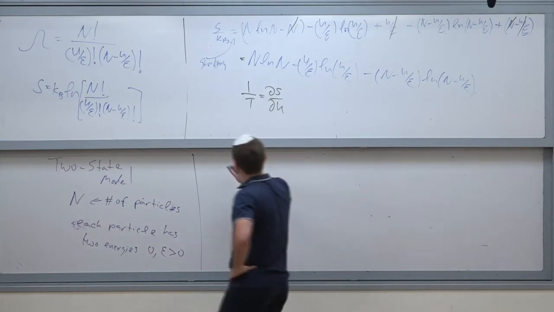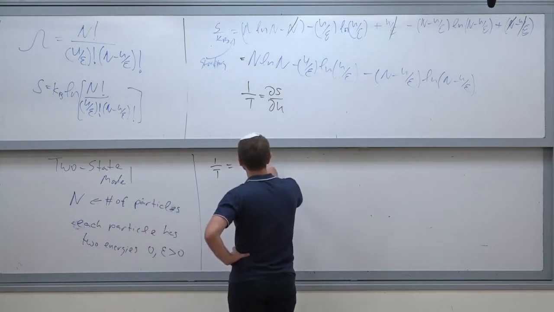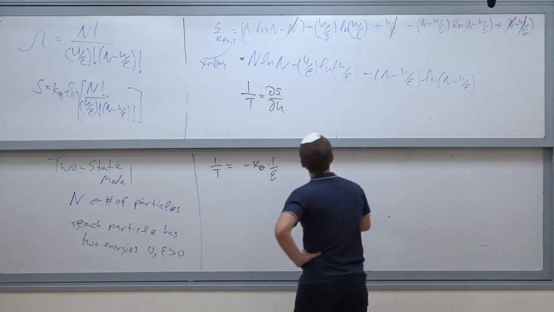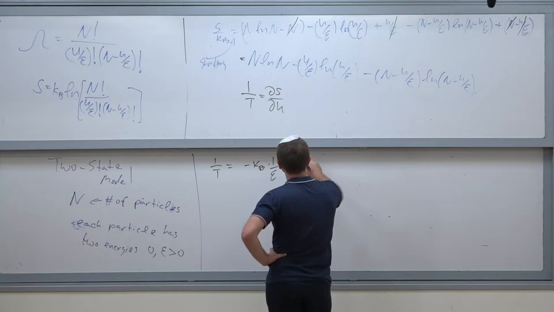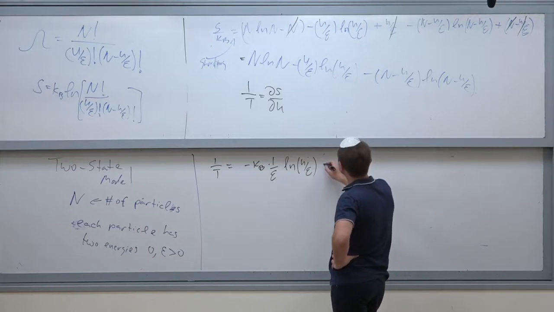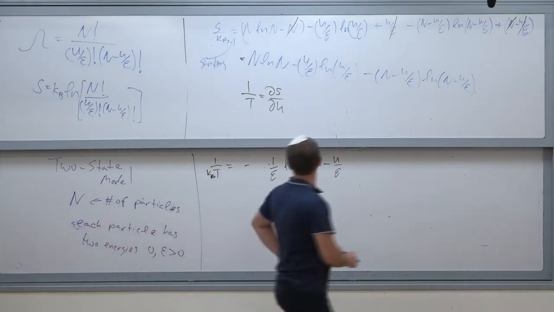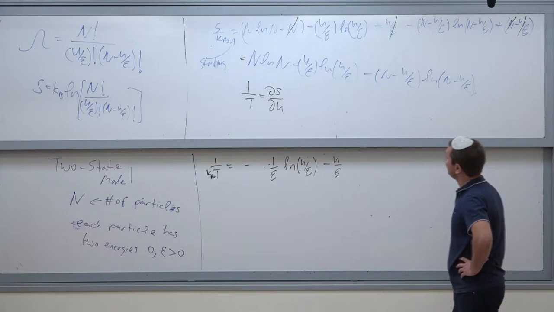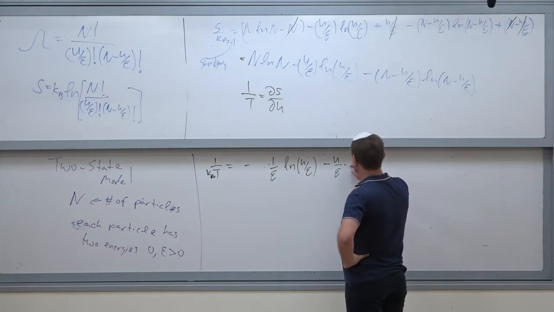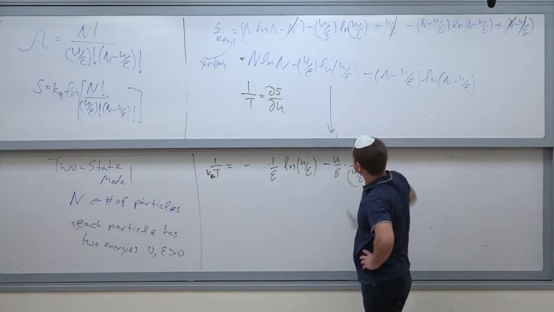Okay, so we're taking the derivative. Let's look at this guy over here. So 1 over T equals minus k Boltzmann multiplied by 1 over epsilon log of U divided by epsilon, right? I take the derivative of this guy. I also have over here minus U divided by epsilon, multiplied by 1 over U divided by epsilon multiplied by 1 over epsilon. Okay, so this is the derivative of this guy.